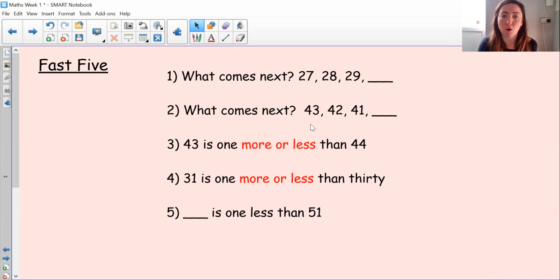Number 2, again, what comes next? So look at this sequence of numbers and write what comes next. Then number 3, 43 is one more or less than 44. Is 43 one more than 44, or is 43 one less than 44?